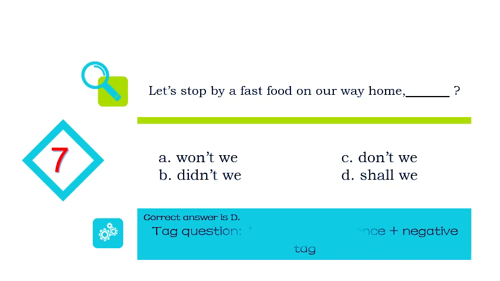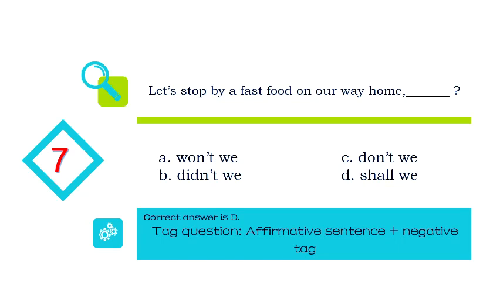And why letter D? Take note that a tag question is composed of an affirmative sentence plus a negative tag. Or the other way around, it's either a negative sentence or positive tag. Now, it's better to identify first either the sentence is positive or negative. Let's stop by a fast food on our way home. Is this a positive or a negative sentence? Therefore, this is a positive sentence, and a positive sentence must be followed by a negative tag.